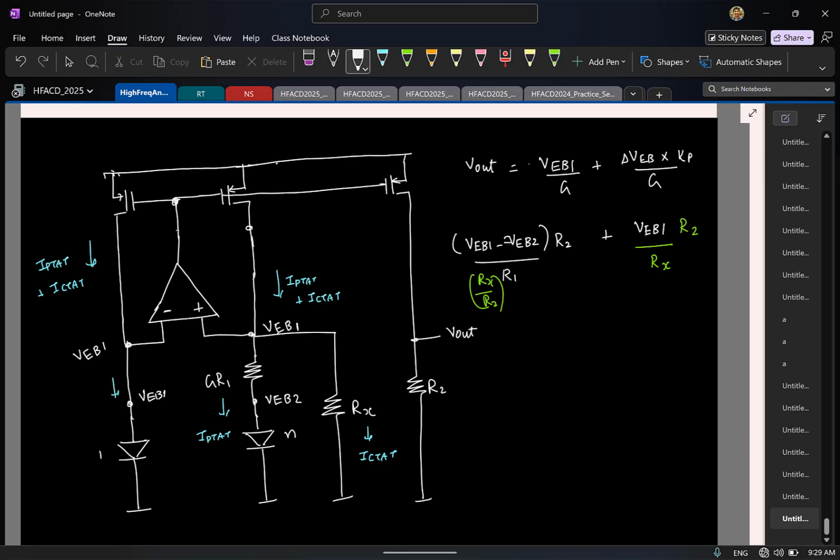If I put another resistor Rx here on the left side to ground, so let me see, this is VEB1. I have another resistor Rx. So this additional resistor will bleed out the CTAT current here. So which means I get the PTAT current.